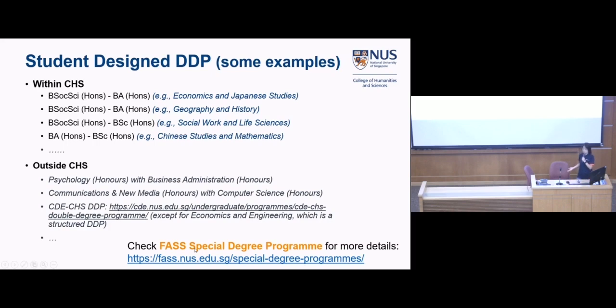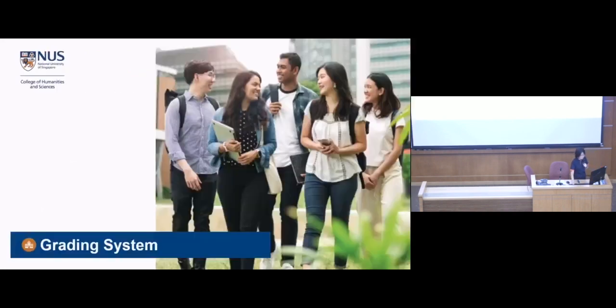Outside CHS is also possible, so we have also given some examples here. But because there could be different combinations for it, the important thing for you to take note of is that it does require an application and approval process. So check out the website. You will have more details about how this application goes. So that's the part for curriculum, and I'll hand over to Prof.